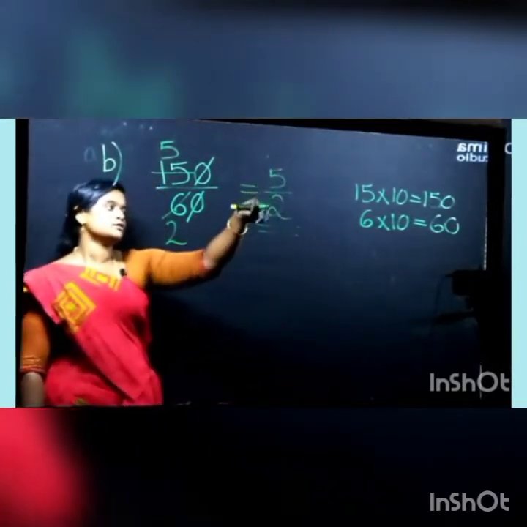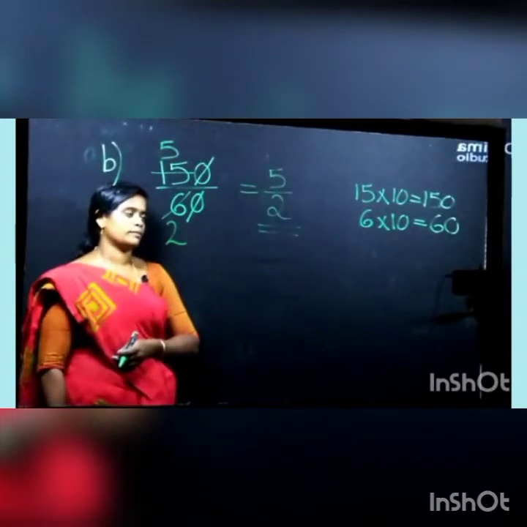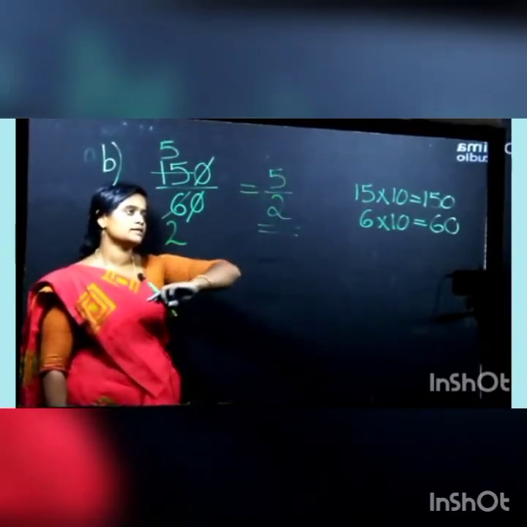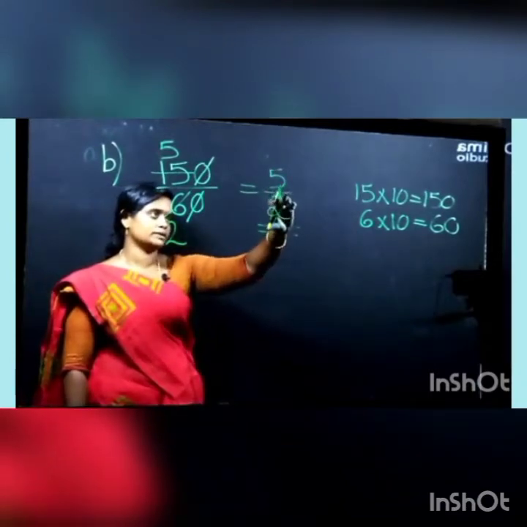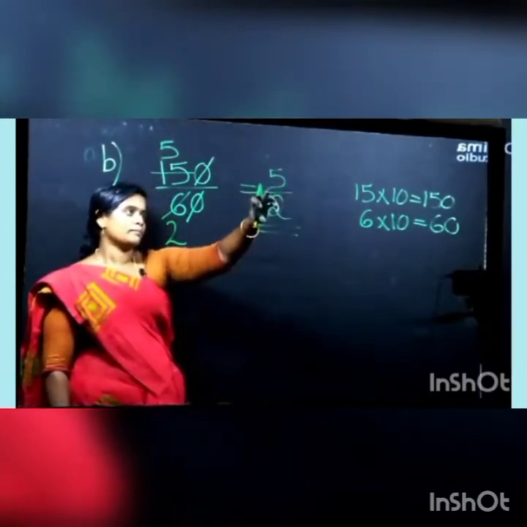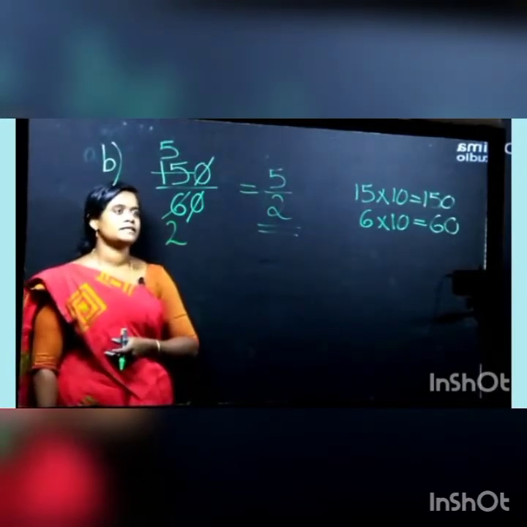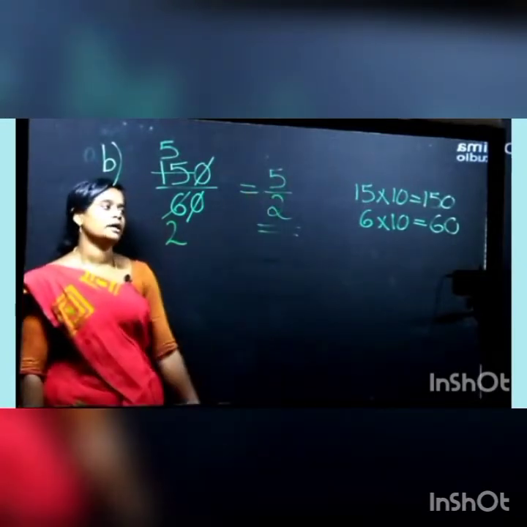Now check, whether these two numbers are in simplest form. Yes, these two numbers are in simplest form because these two numbers are prime numbers. We know that prime numbers have no common factors other than 1. Hence, our answer is 5 by 2.